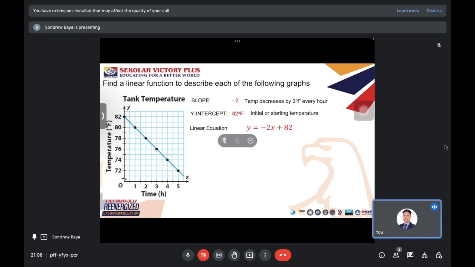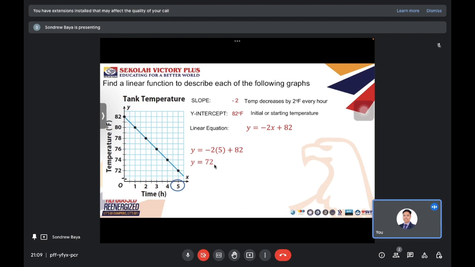Again, once we have the linear equation, it's very easy to find values even beyond your graph. For instance, just to emphasize, what if time is 5 hours? So if it's 5 hours, that means this is the value of our x. Substituting it to the equation and solving for the value of y, we see that the temperature is 72 degrees Fahrenheit. Looking at the graph, 5 hours corresponds to 72 degrees Fahrenheit, which is correct.